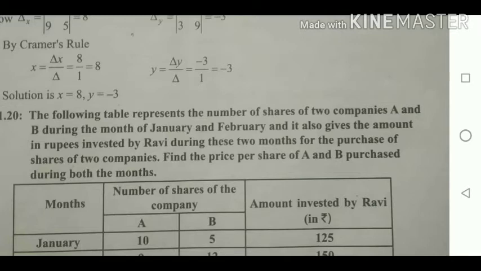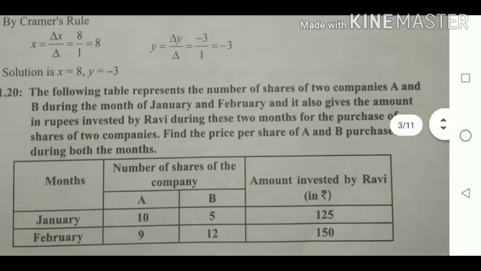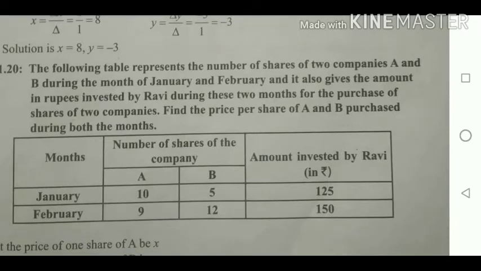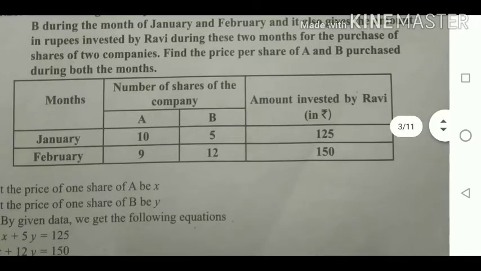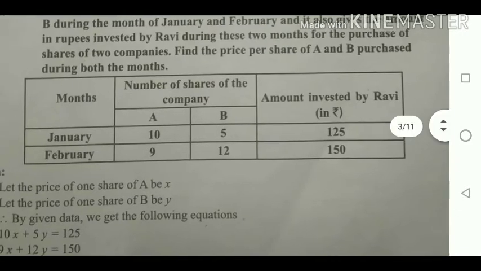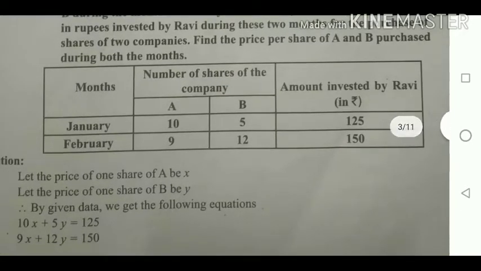Listen, here they said about the number of shares purchased of company A and B in the months of January and February, and also they said about the amount invested. Amount invested is 125 and 150. Now change this into equations. Let the price of one share A equal to x and the price of one share B equal to y.